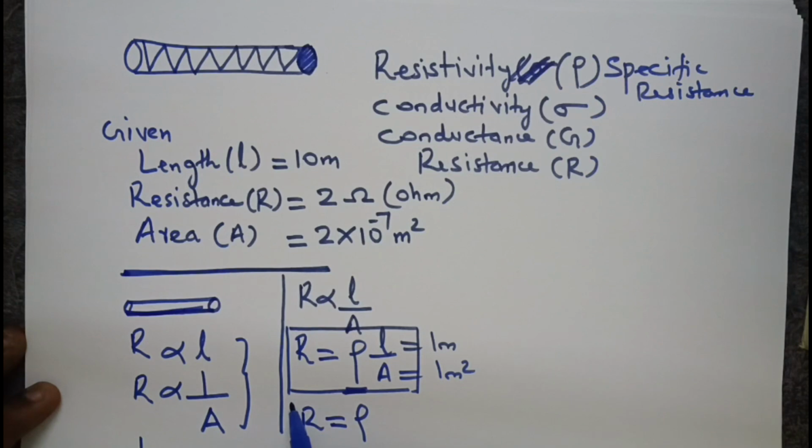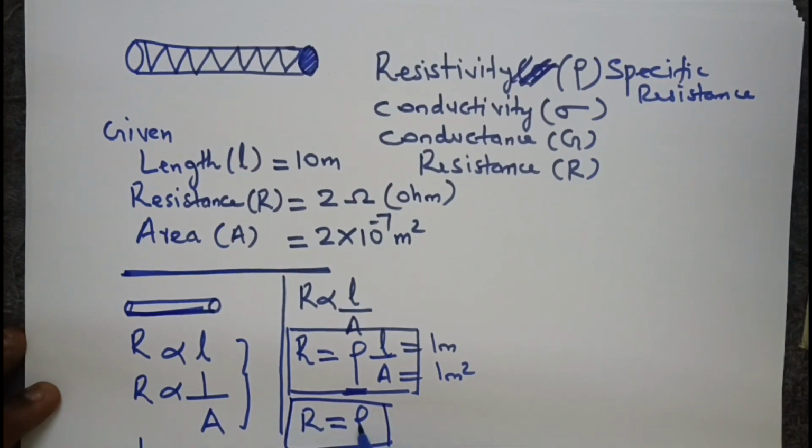Now R becomes rho. Now what is this rho? Rho is nothing but a resistance. When L is 1 and the area is 1, that means in the specific condition, when the length of the conductor is 1 and the area of cross section is 1 meter square, in this specific condition, this rho becomes a resistance. So this is nothing but the resistance. So this is called specific resistance.